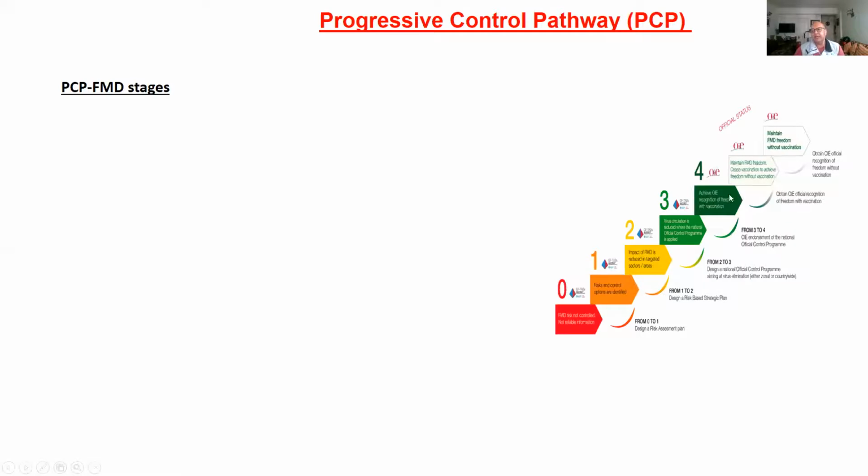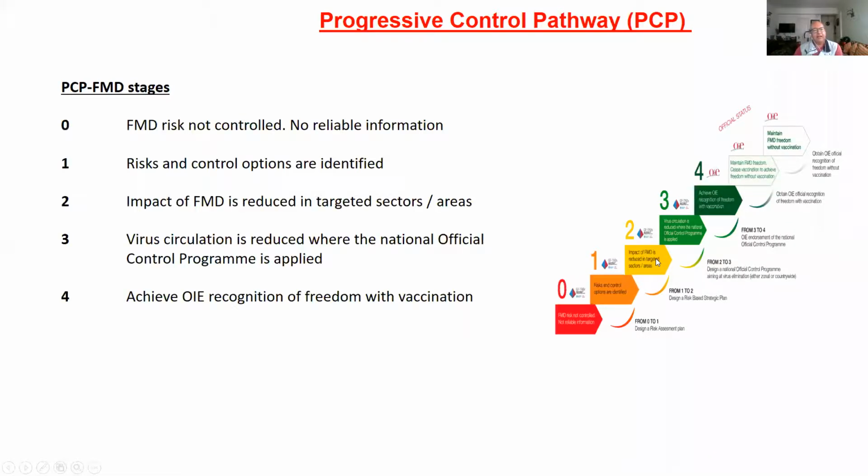So PCP FMD stages. Again, the same graph, and these are some of the stages. For example, if you are in stage 1, the country will say, I don't have an FMD control program. I don't have any epidemiology data from the field. How many outbreaks happen in Chitwan district? Nobody knows. How many outbreaks happened in Chitwan district in the last 3 months? That is reliable data. So you don't have anything in the country, so you are in stage 1.